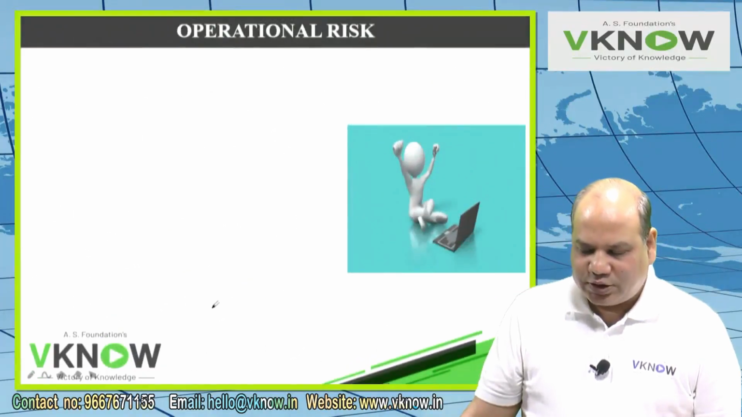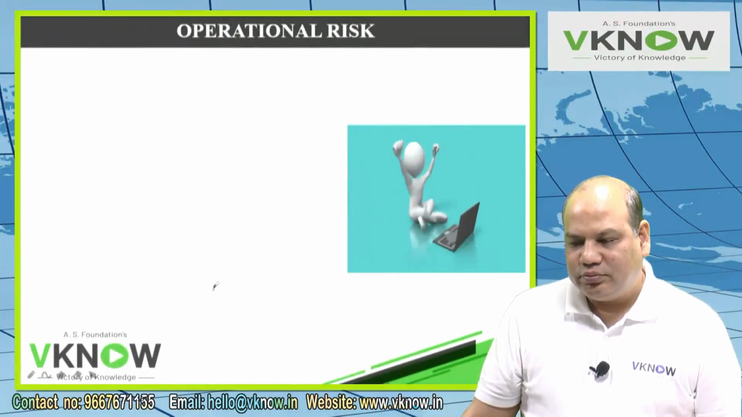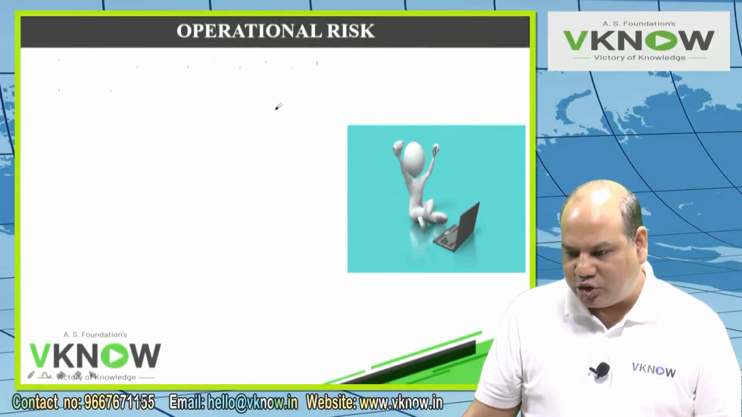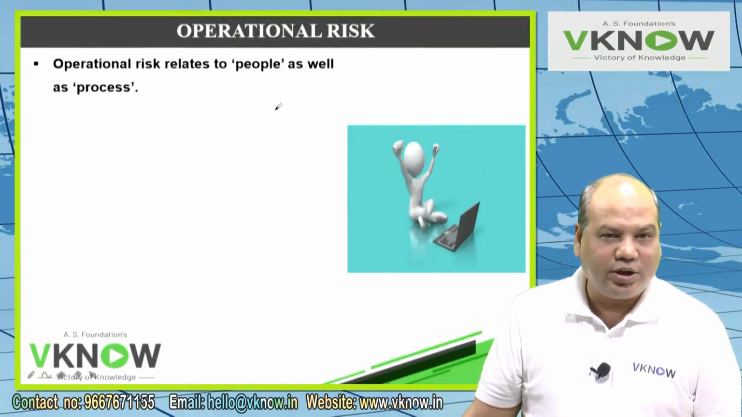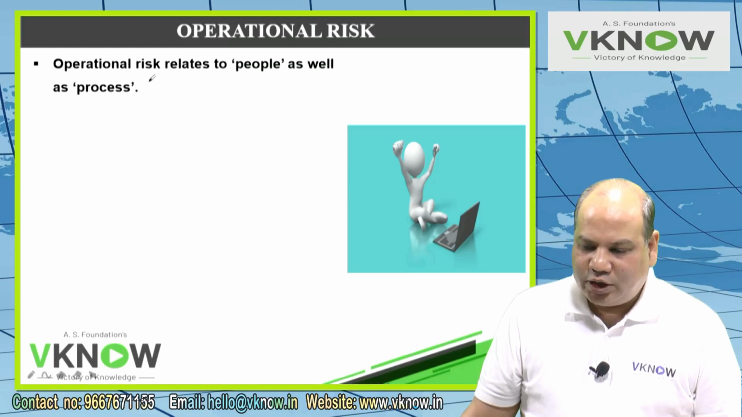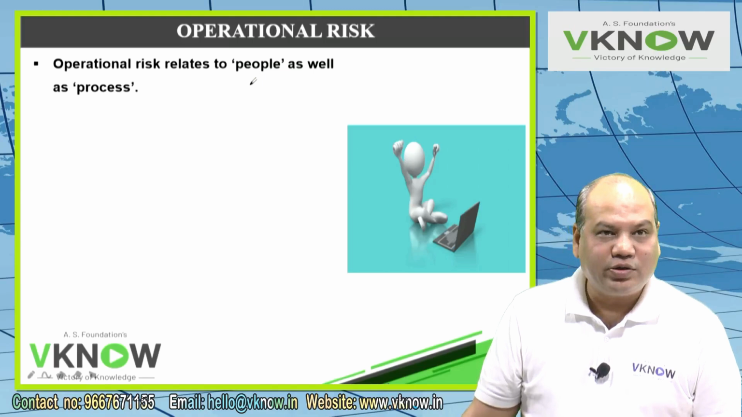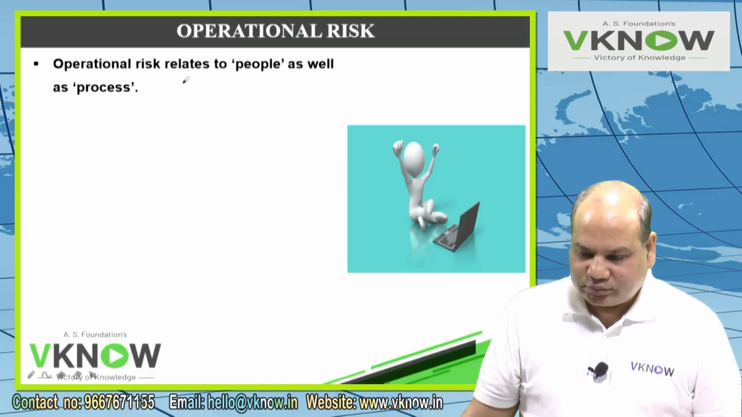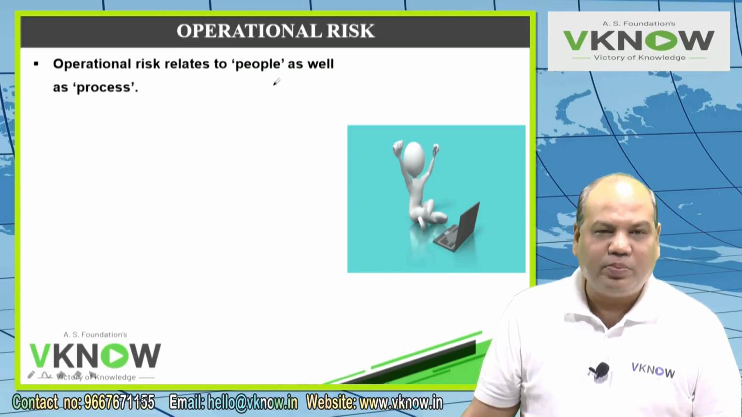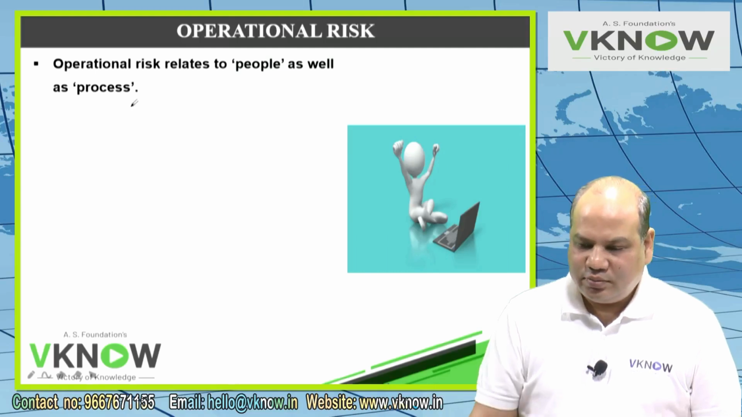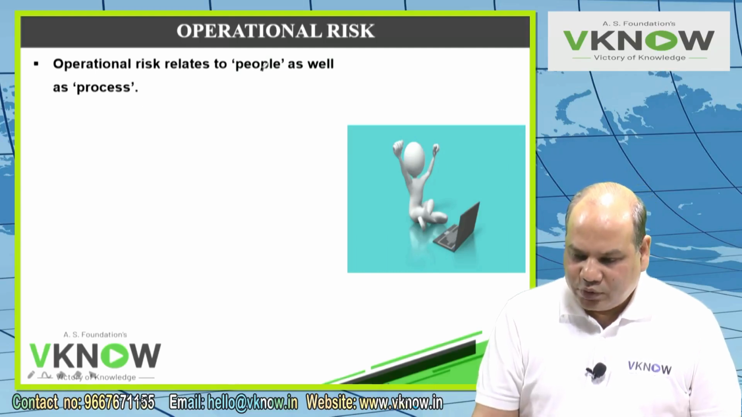Now we'll come to the next, which is operational risk. This is the risk, something which can happen to any company at any time. We really don't know how to completely ensure that this risk does not happen. These risks relate to people and process. So you may have a wrong process.